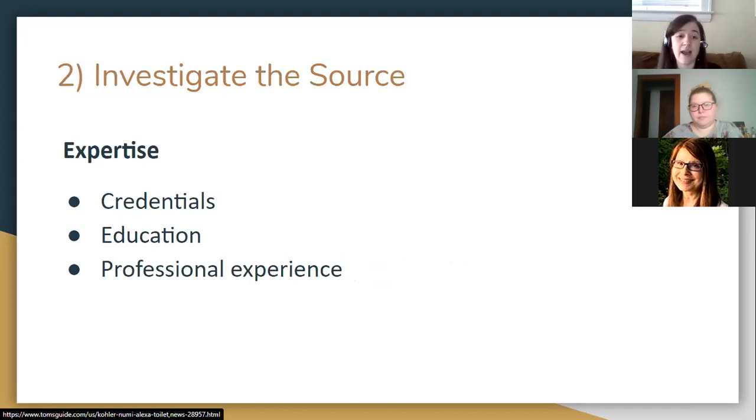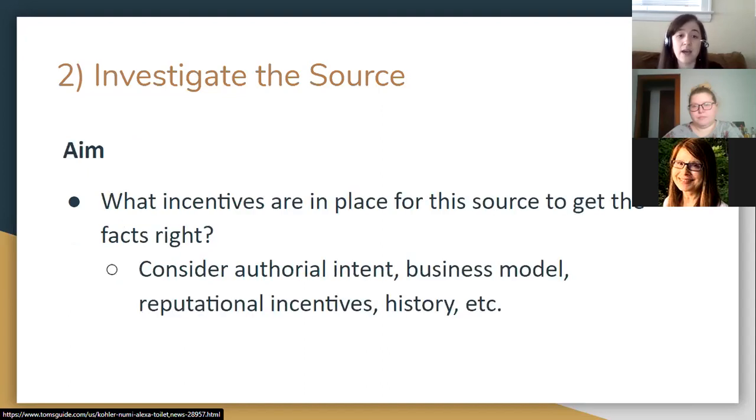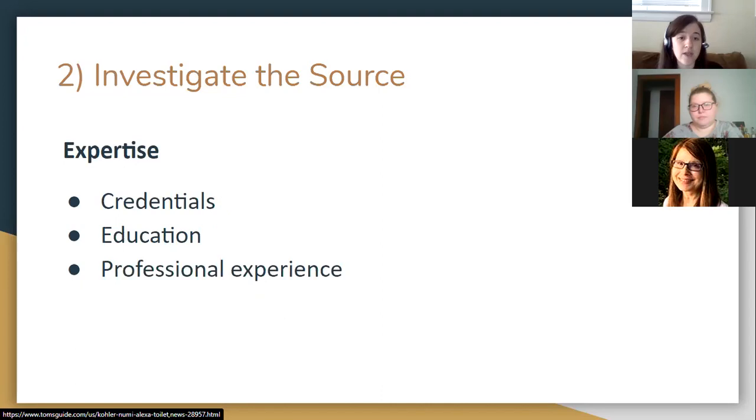Does that person have expertise in that area? Do they have education that makes them qualified? Do they have professional experience? Those are all things that you can look up, and that's more of a deep dive thing, but you absolutely can Google that person and see if you can find more information about them and whether others in their field respect their work and agree with their work. That's really important.